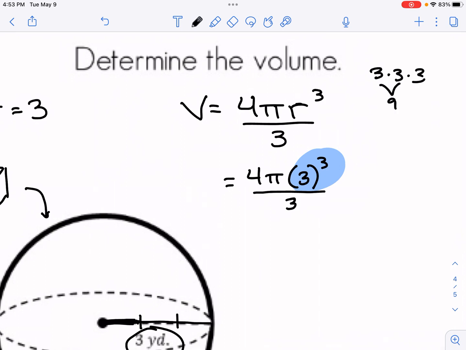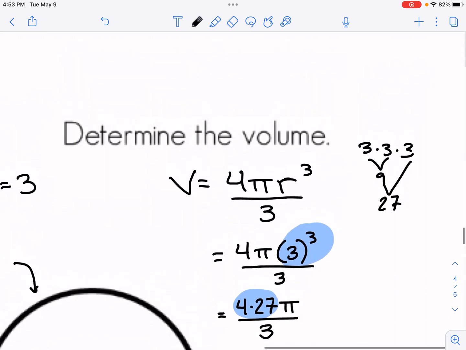3 times 3 is 9. 9 times 3 is 27. So let's plug that here. As I rewrite this, let me put 4 times 27 right next to each other. I'll put pi off to the side, and all divided by 3. At this point, let's simplify our numerator with 4 times 27. We can use a calculator, but like I said, I'm just going to do this off to the side. We'll use a calculator when we get to more complex parts.